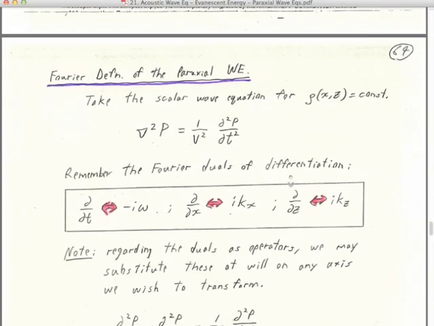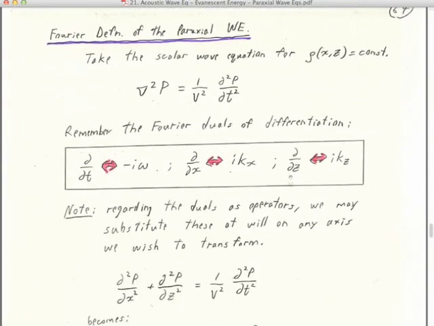Let's go through the Fourier definition of a paraxial wave equation. Let's take a scalar wave equation for rho of x and z equals constant. We've already bought into that assumption. And so we have the Laplacian of p equal to 1 over v squared times d squared p dt squared. Now remember the Fourier duals of differentiation.